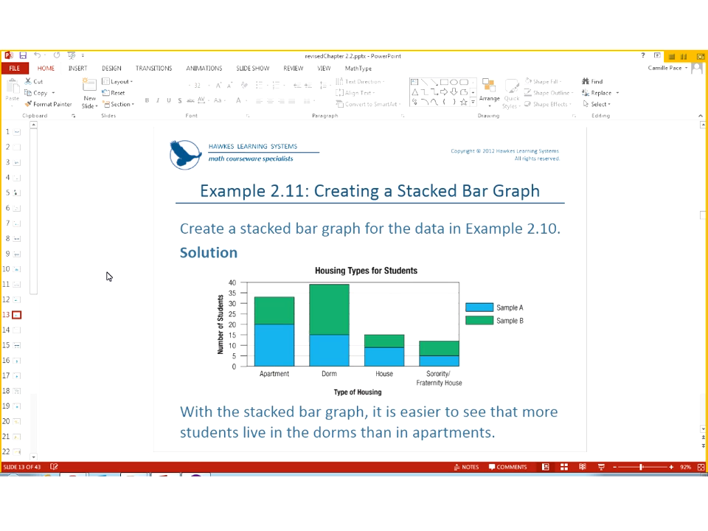Another type of graph is a stacked bar graph. And what we do then is we put sample A in as one set of bars. And then on top of those, we put sample B. What this does is it can show us easily which housing group most students live in. Well, most students live in the dorm. The least amount of students live in the sorority fraternity houses. This is a quick way to see the total number of people living in a certain type of housing. These are also found a lot in journal articles because it gives you the overall feel for the data.